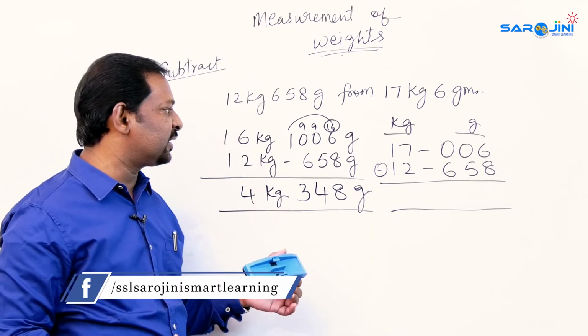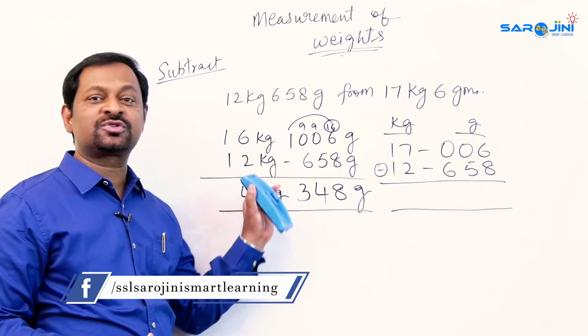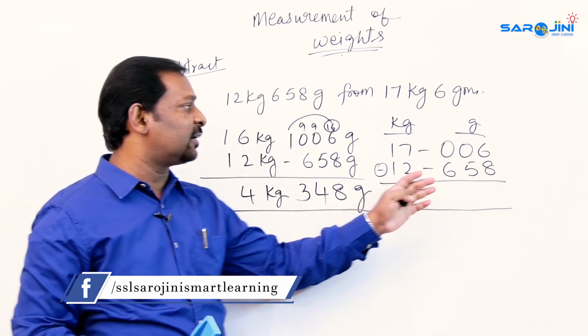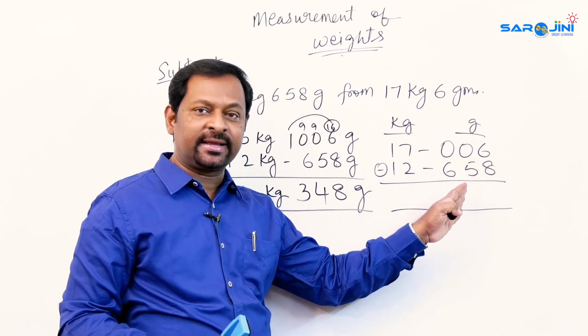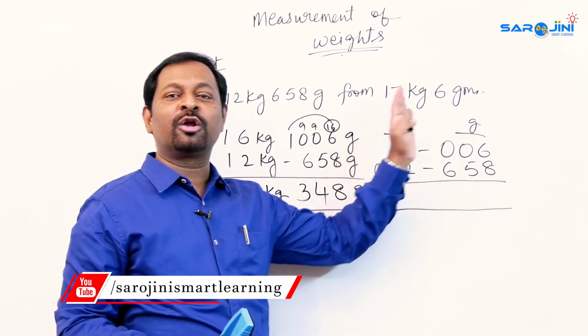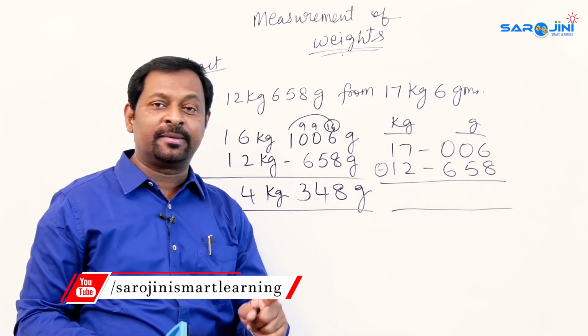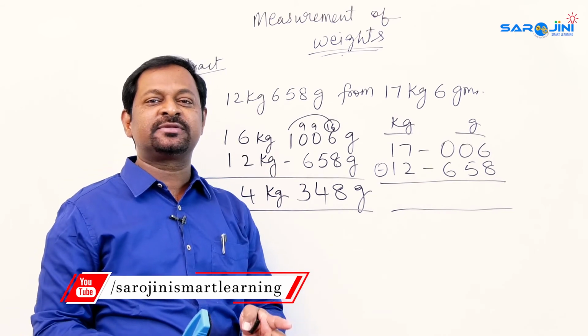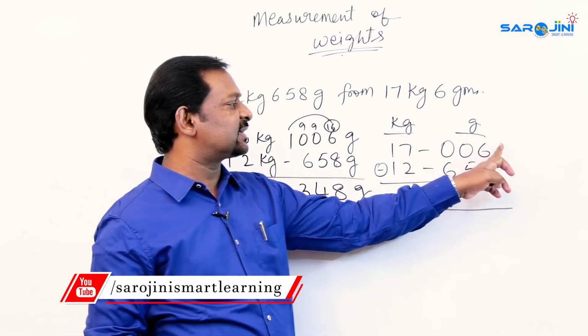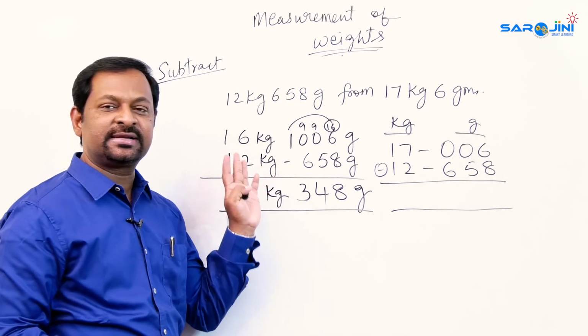So here what we are doing, converting kgs to grams first. But here the grams where we cannot take out, so what we are doing, we are borrowing 1 kg, not the number 1. It's 1 kg. 1 kg means 1000 grams. So only 6 grams will become 1006 grams.